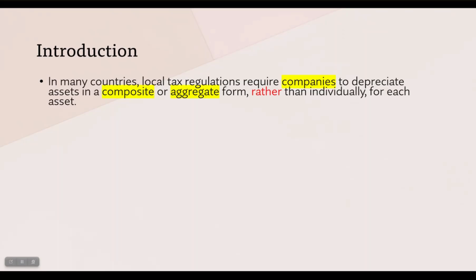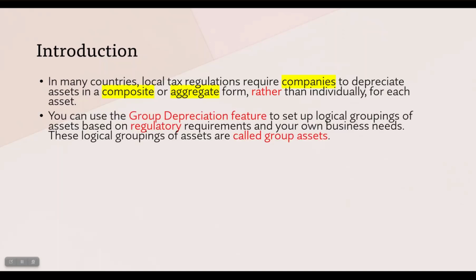First thing, introduction: in many countries local tax regulations require companies to depreciate assets in a composite. Composite means aggregate form rather than individually for each asset. It means group of assets. You can use a group depreciation feature to set up logical grouping of assets based on regulatory requirements and your own business needs. These logical groupings of assets are called group assets.